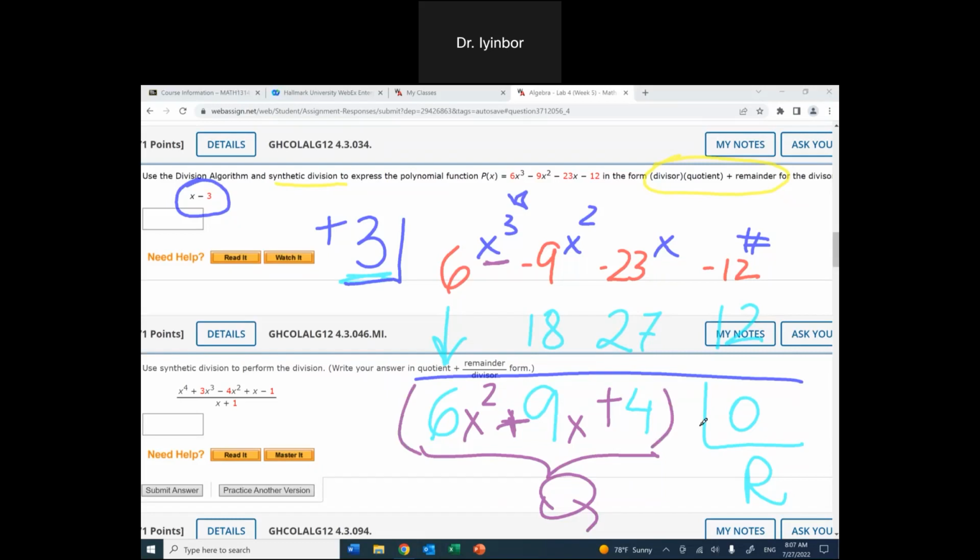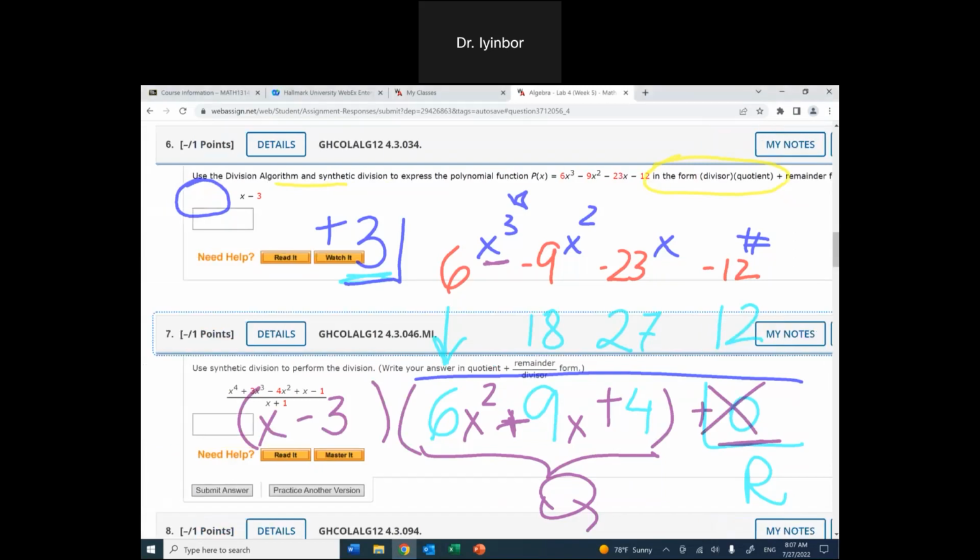So this is what you do. You put x minus 3 in front of parentheses. Then you put the quotient in parentheses, plus 0. Now, if the remainder is 0, you don't need to put it. If it's something else, you're going to put plus that number. And then I'm going to plug it in. I'm going to just enter that exactly like that.